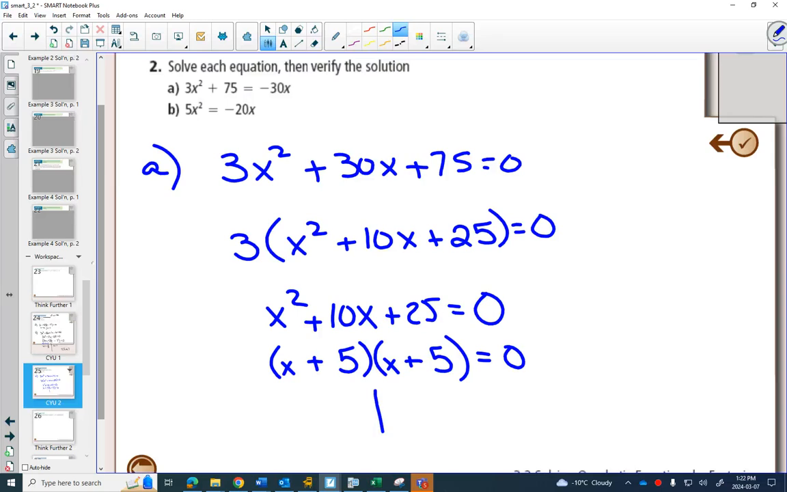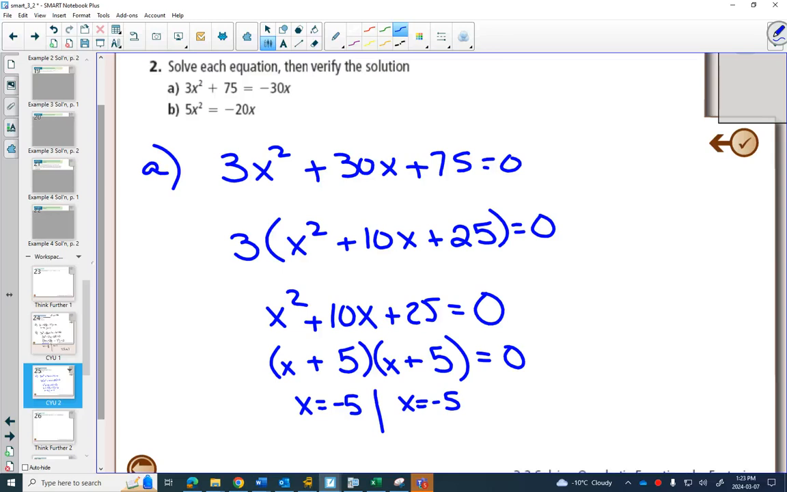Either this one is 0, in which case x would be negative 5, or this one is 0, which is the same thing. And we get x is equal to negative 5. And you will sometimes hear textbooks or teachers refer to this as we got 2 equal roots. Technically, there's only one answer, right? But sometimes you'll see textbooks say there are 2 answers that are the same.